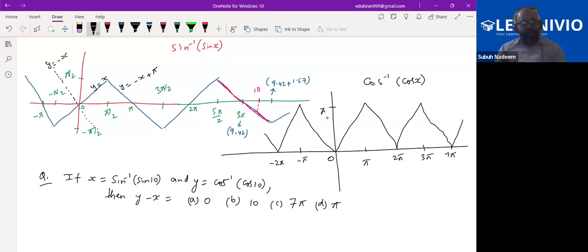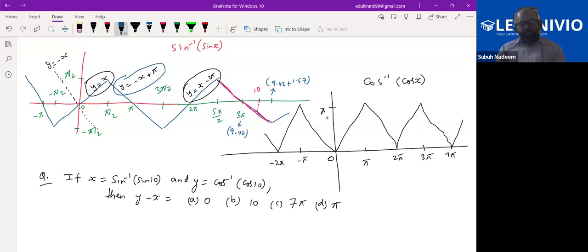So this is fine. Now this is y is equal to x minus 2 pi, because this line is y is equal to x. If it is shifted by 2 pi units, from 0 to 2 pi, it will be y is equal to x minus 2 pi. Now this line is y equal to minus x plus pi.